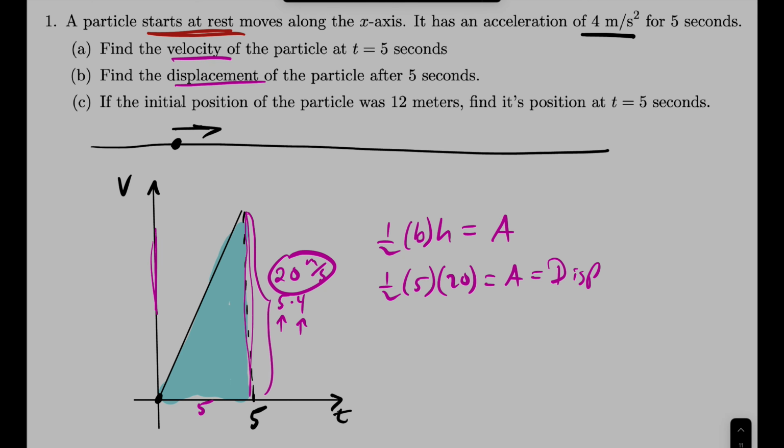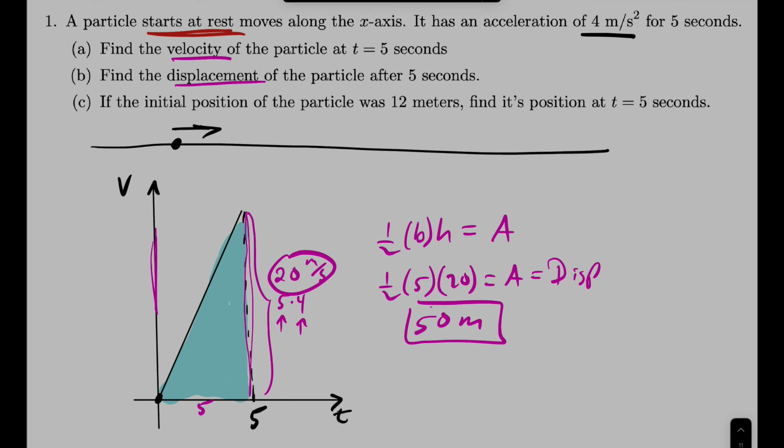In other words, what I mean when I say displacement is how far the object is at the end of the time compared to where it was when we started counting. So 5 times 20 is 100, and half of that would be 50. So we know that our displacement is going to be 50 meters. There you go.